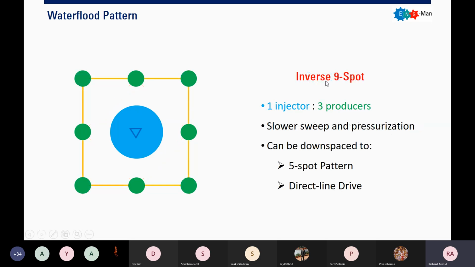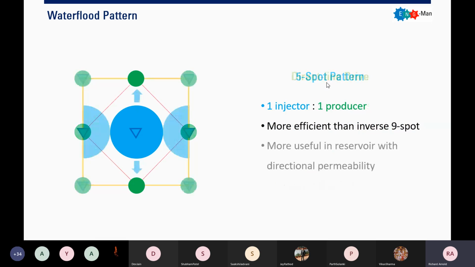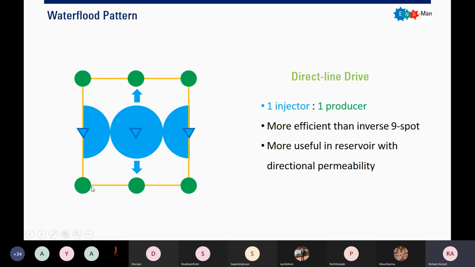And inverse 9 spot can also be downspaced to direct line drives. You just need to convert some injectors into producers or producers into injectors. This way you will have direct line drive, which also will give you 1 by 1, 1 injector and 1 producer. It will give you more efficiency compared to that of inverse 9 spot. And it is actually more useful in reservoirs with directional permeability, if you have fractures, if you have heterogeneity.